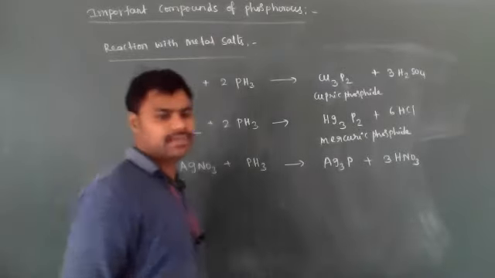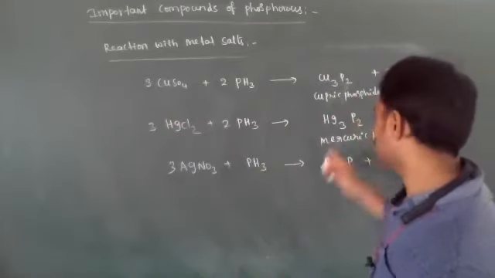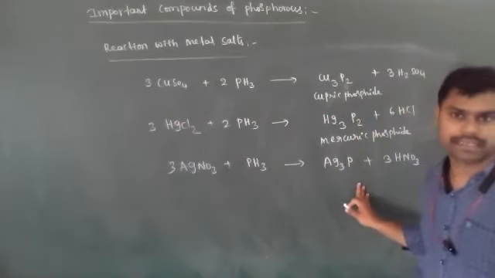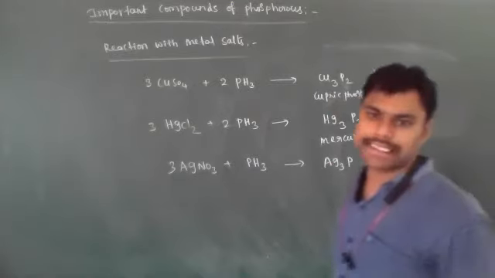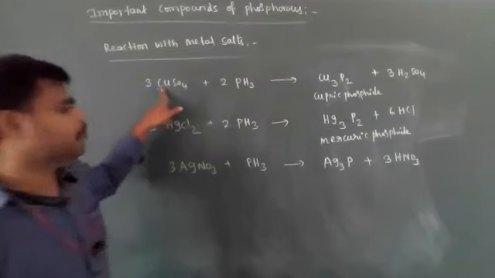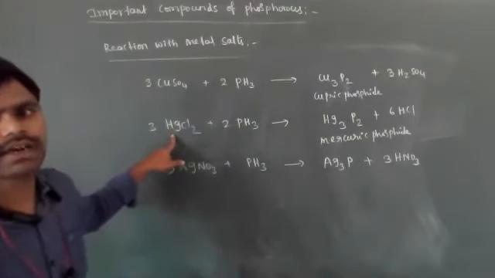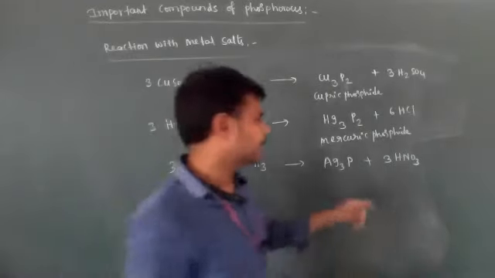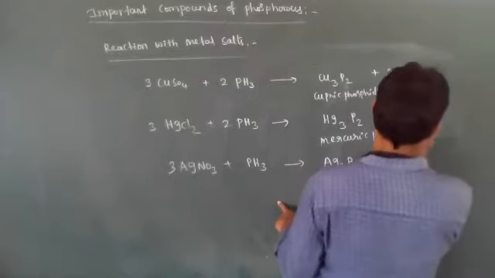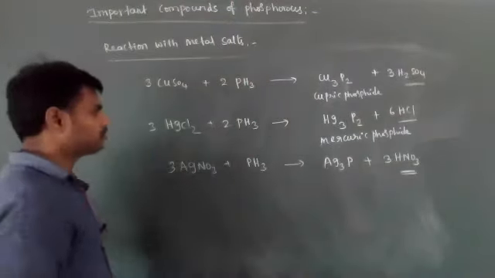See, whenever phosphine reacts with metal salts, it forms corresponding phosphides and releases acids. Means copper sulfate forms sulfuric acid, mercury chloride forms hydrochloric acid, and silver nitrate forms nitric acid. Acids are the byproducts. So these are the important properties of phosphine.